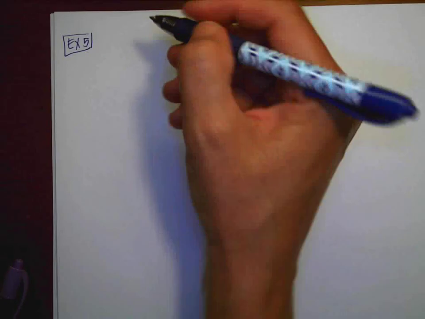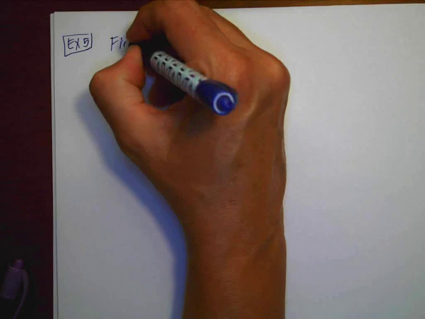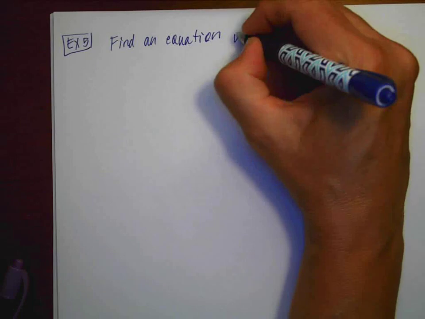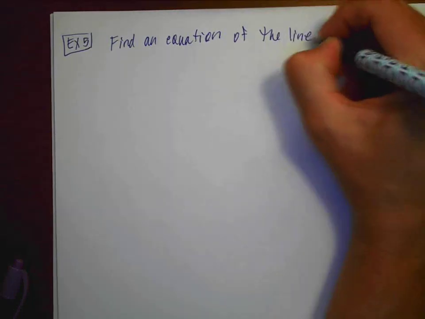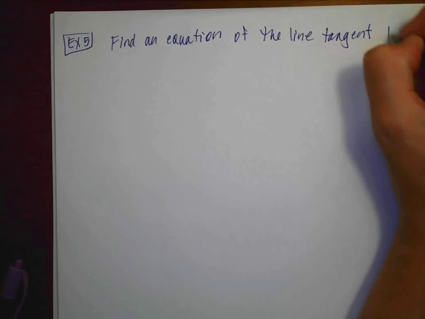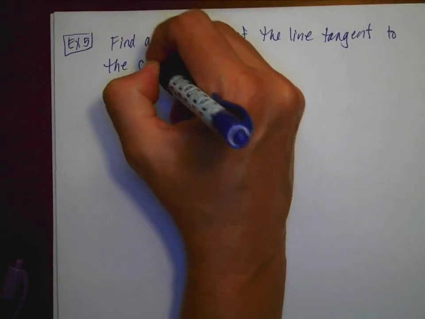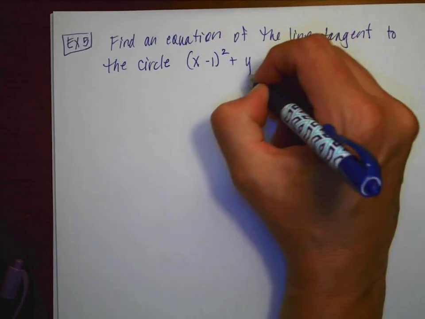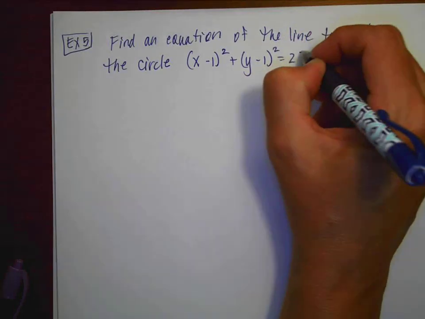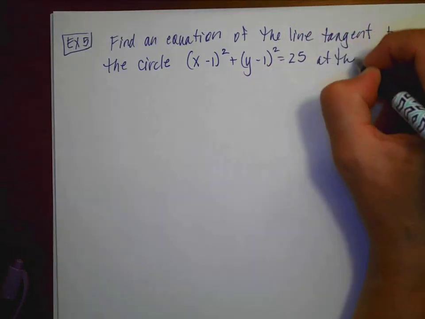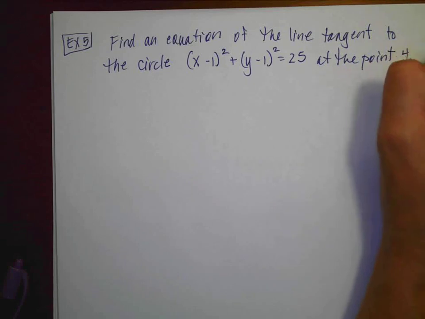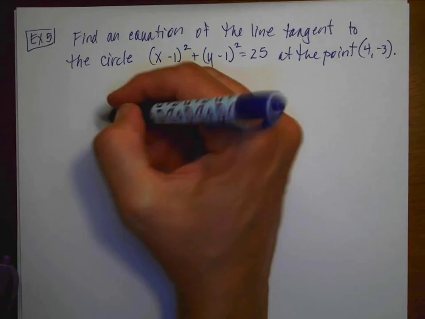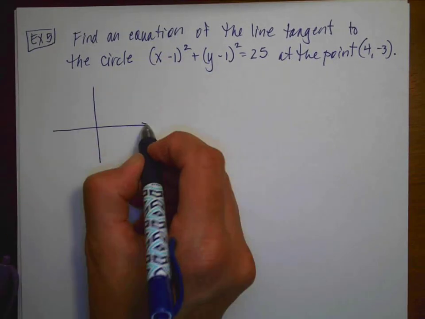So our next example, example 5, and let me check real quick, it is our last one. I want to find an equation of a line tangent to the circle. So this is kind of a cool problem. And the circle is going to be x minus 1 squared plus y minus 1 squared is 25 at the point 4, -3. So you think this is actually really nice to draw a picture so that you can see what's going on.